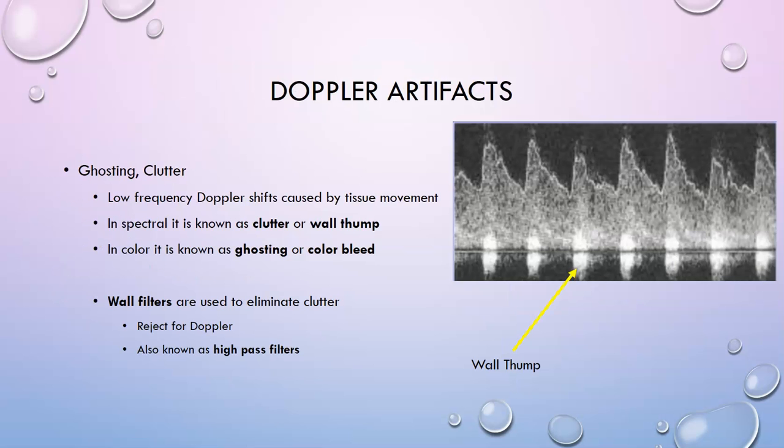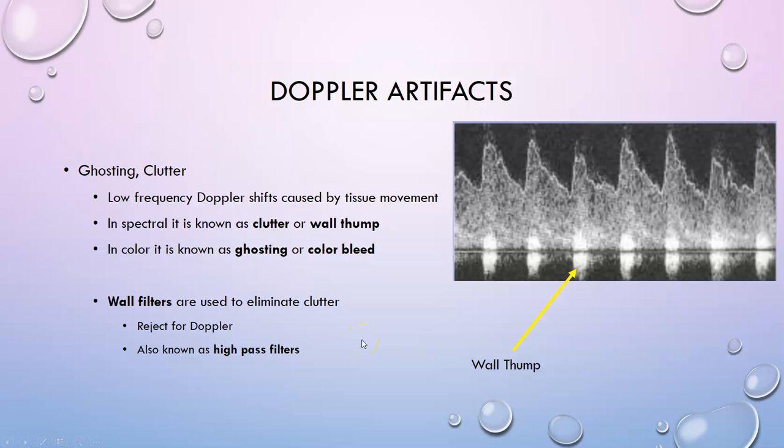So Doppler artifacts are unique artifacts that occur only with Doppler. We get something called ghosting or clutter, and this is low frequency Doppler shift caused by tissue movement or tissue walls. In spectral, it's known as clutter or wall thump. So you can see on the spectral tracing here, we see these very bright echoes. This is called a wall thump. In color, it's known as ghosting or color bleed.